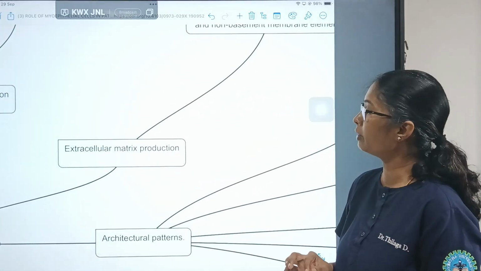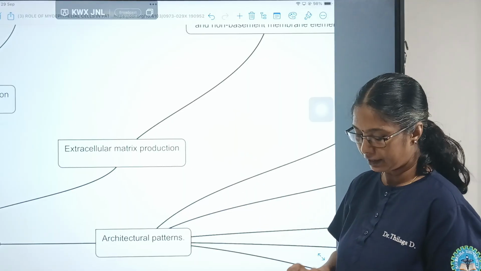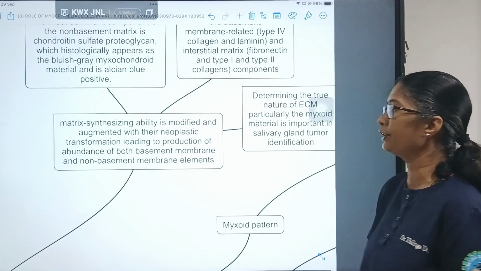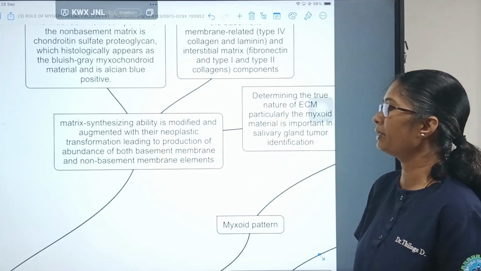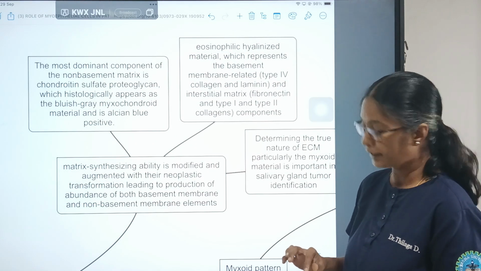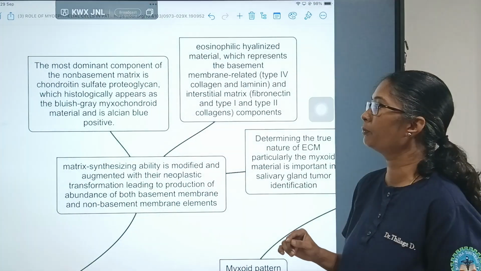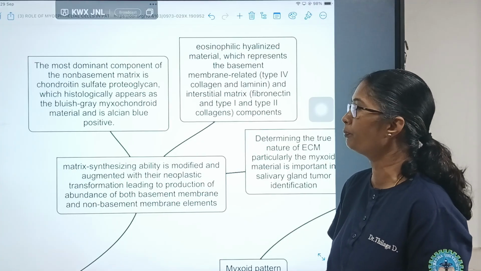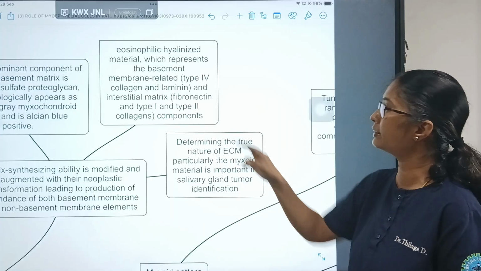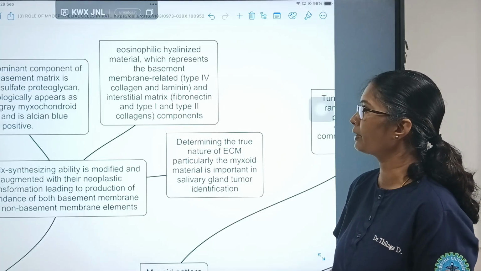And depending upon the extracellular matrix production, we saw that myoepithelial cells secrete some extracellular matrix proteins, and depending upon that, they differ. The matrix synthesizing ability is modified and augmented with their neoplastic transformation, leading to production of an abundance of both basement membrane and non-basement membrane elements. The most dominant component of the non-basement membrane matrix is chondroitin sulfate proteoglycan, which histologically appears as a bluish grey myxochondroid material and is Alcian blue positive. The eosinophilic hyalinized material represents the basement membrane related type 4 collagen and laminin, and the interstitial matrix, which is fibronectin and type 1 and type 2 collagen components, are also seen here.